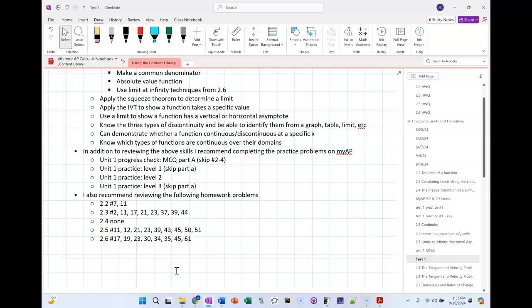Do you guys feel okay about format-ish on kind of what to expect? Okay.